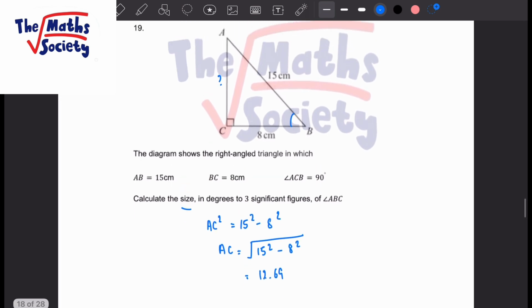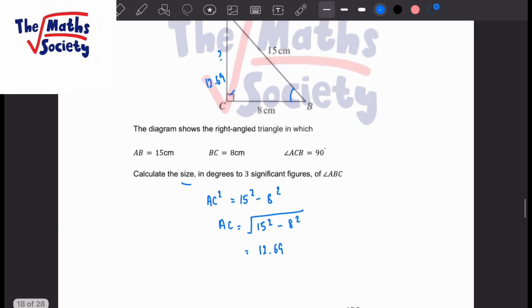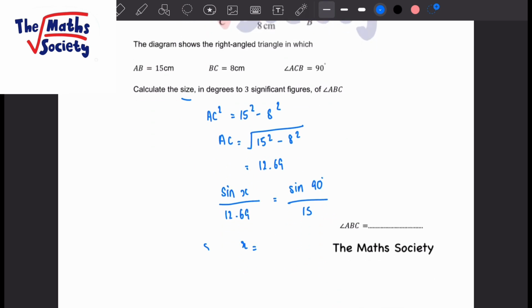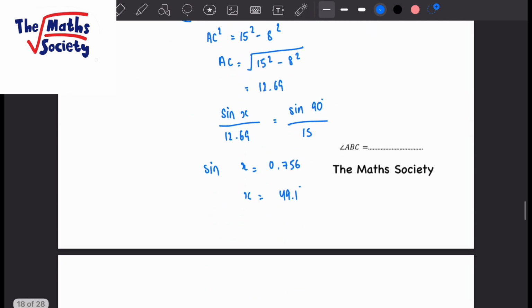And after that, we have 90 degrees, right? So we can use the sine rule, which is going to be sine x over its opposite length, 12.69, equals sine 90 over the length opposite, which would be 15 centimeters. So if you want x, you just calculate sine x first. It's going to give you 0.756, and for x, you just inverse it, which means you'll get 49.1 degrees for that angle ABC. You can say angle ABC equals 49.1 degrees.